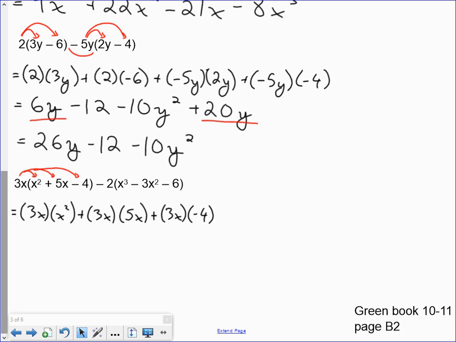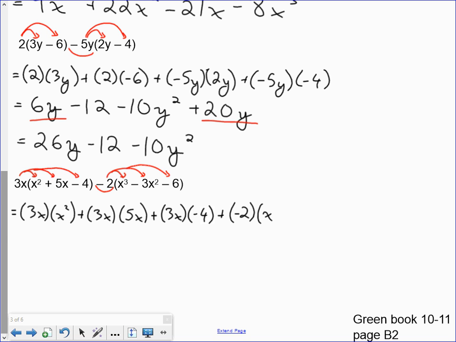We've got to do the same thing with our second term here. Remember, with our second one, it's going to be a negative 2 here. So it's going to be negative 2 times x cubed, negative 2 times negative 3x squared, negative 2 times negative 6. So negative 2 times x cubed, I forgot my plus sign in there, plus negative 2 times negative 3x squared plus negative 2 times negative 6.